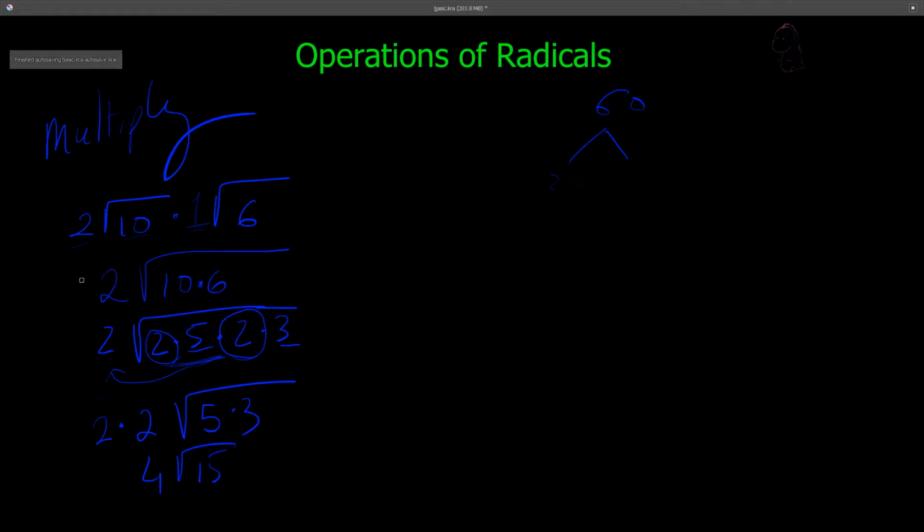And remember that 2 is from the one that's already outside, okay? These two inside only give me one single 2 outside. Remember that.